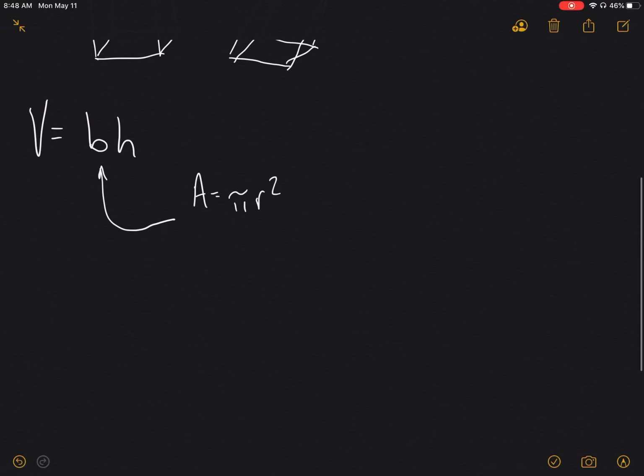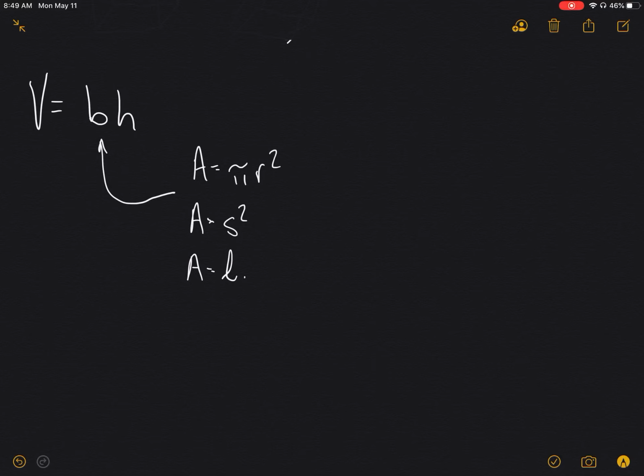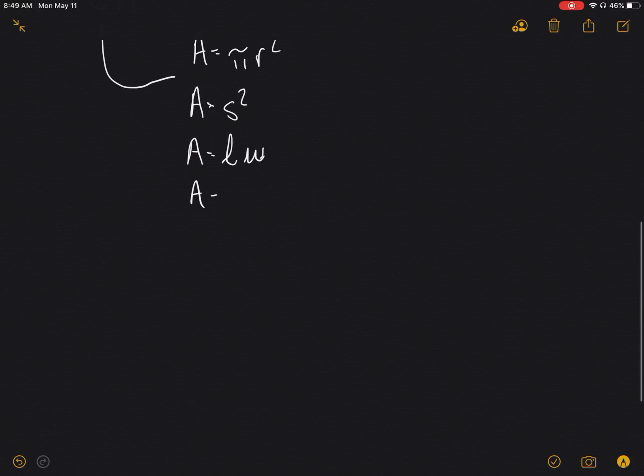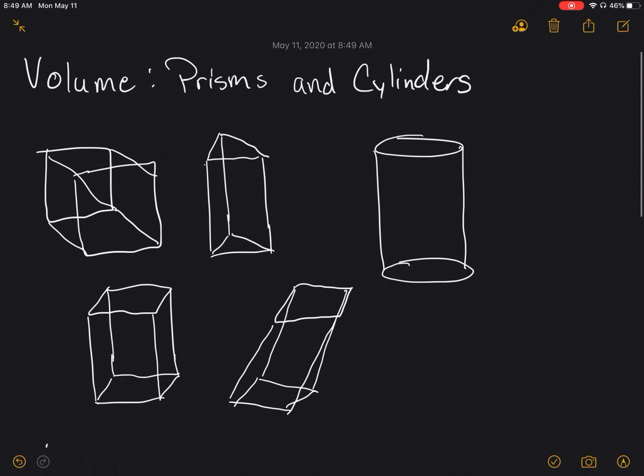Or instead, if I had a square, the area of a square is just side squared because both of the sides are the same length. Or if I have a rectangle, the area of my base is length times width, right? Or if I have a triangle, my area is 1/2 base times height of the triangle, right? So the difficult part is finding the area of the base, and then beyond that, all we have to do is multiply it by the height, okay?